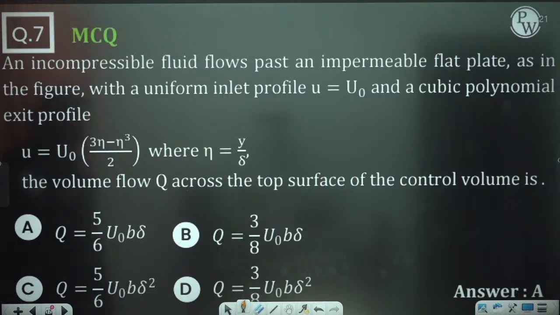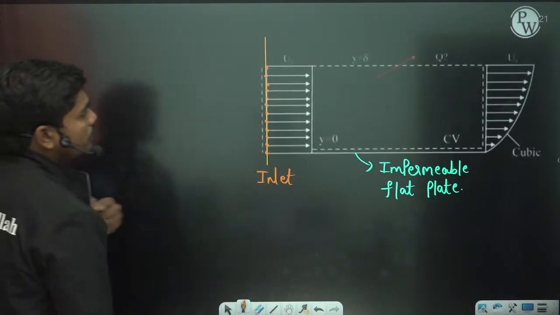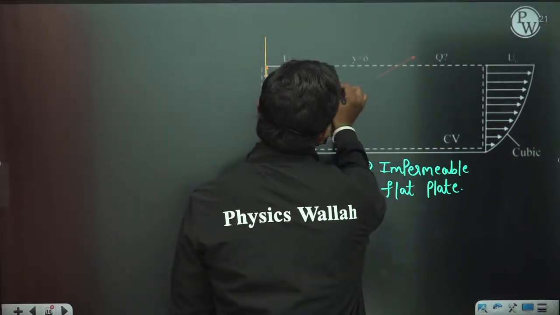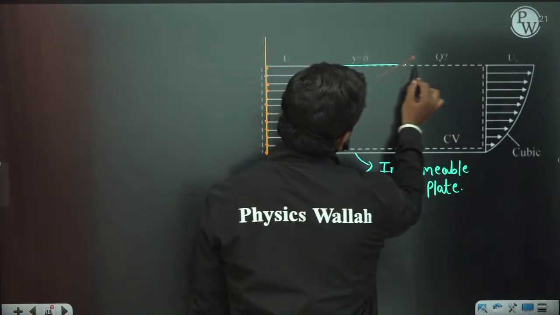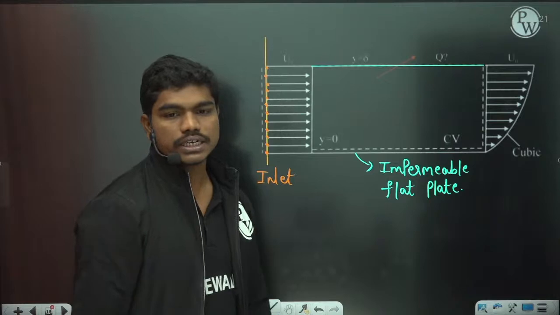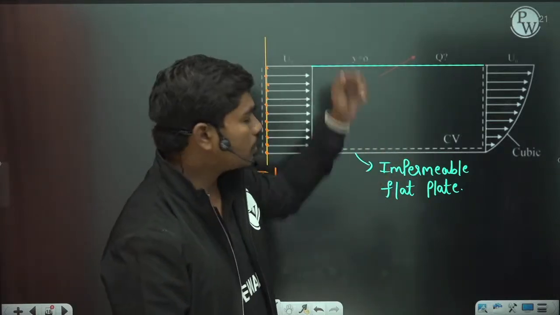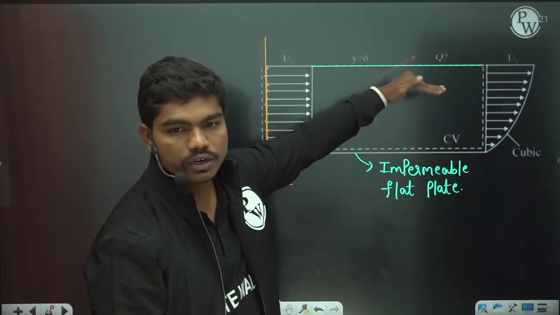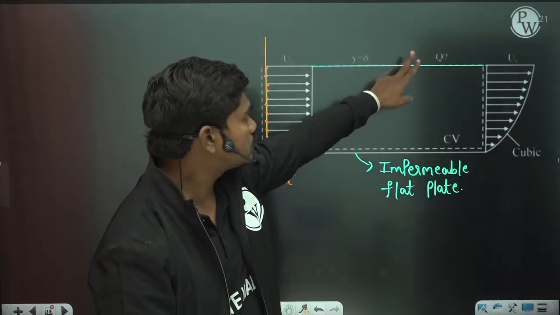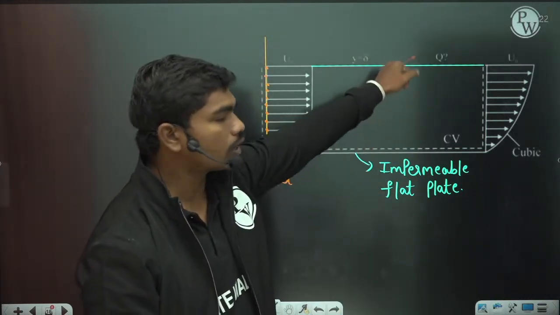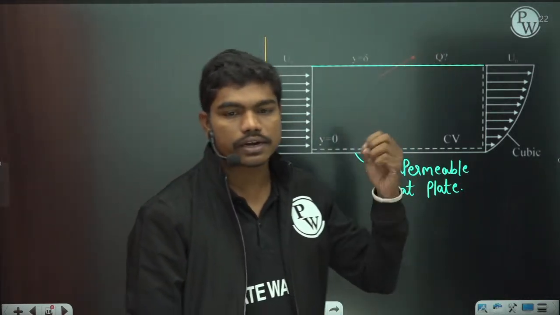Okay, the volume flow Q across the top surface of the control volume is dash, means they are asking you, if this is the top surface of the control volume, then what is the velocity, what is the discharge through this top surface of the control volume. So if you have this control volume and a top surface, our point of interest is to calculate what is this Q. Okay, so let us calculate how to calculate this Q.